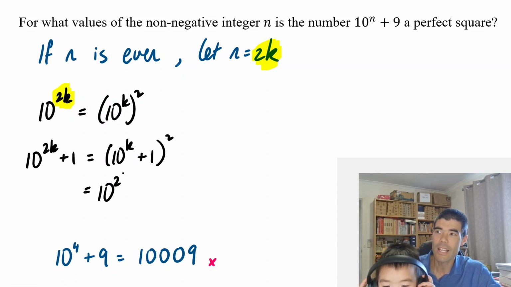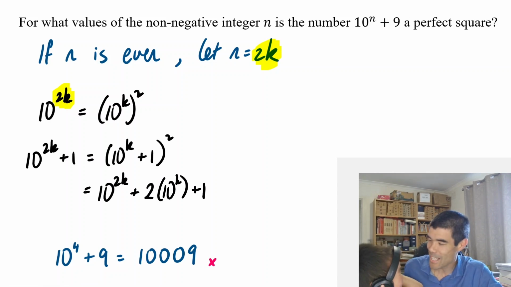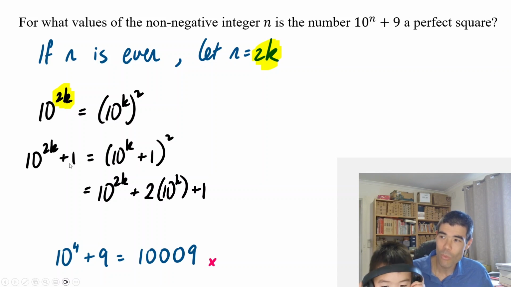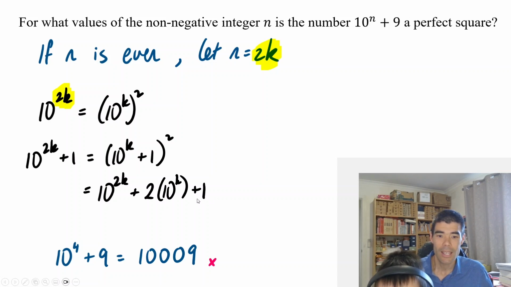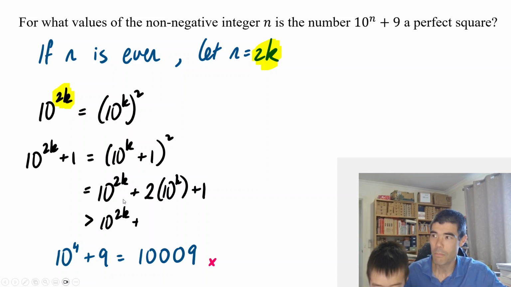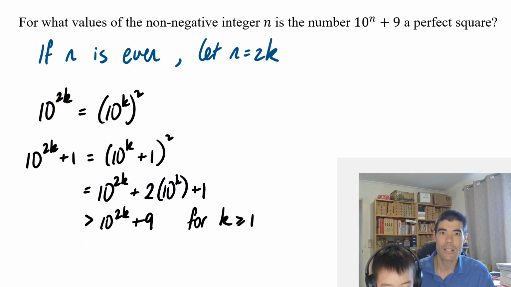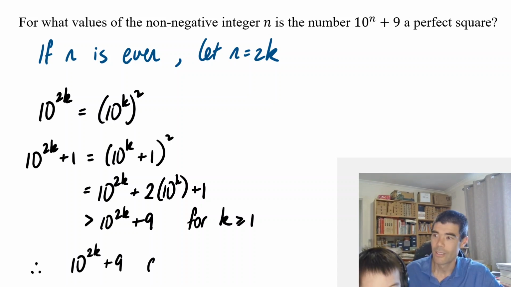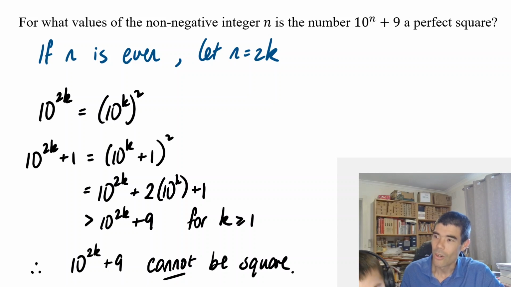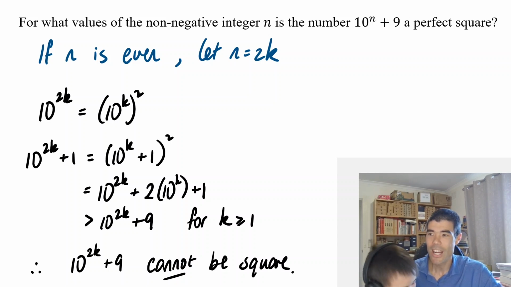The next perfect square is going to be 10 to the k plus 1, squared. We can expand this out. We'll get 10 to the power of 2k plus 2 times 10 to the k plus 1. That is a perfect square, but it's going to be too big. It's going to be bigger than 10 to the power of 2k plus 9, so long as k is 1 or bigger. So 10 to the power of 2k plus 9 cannot be a perfect square.